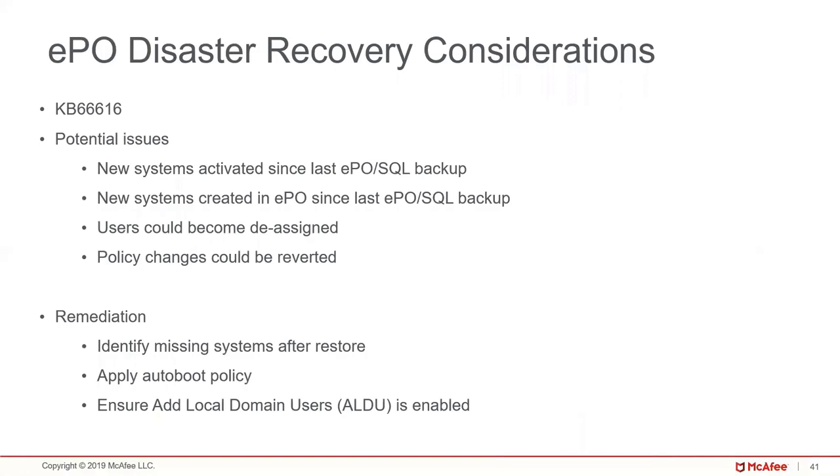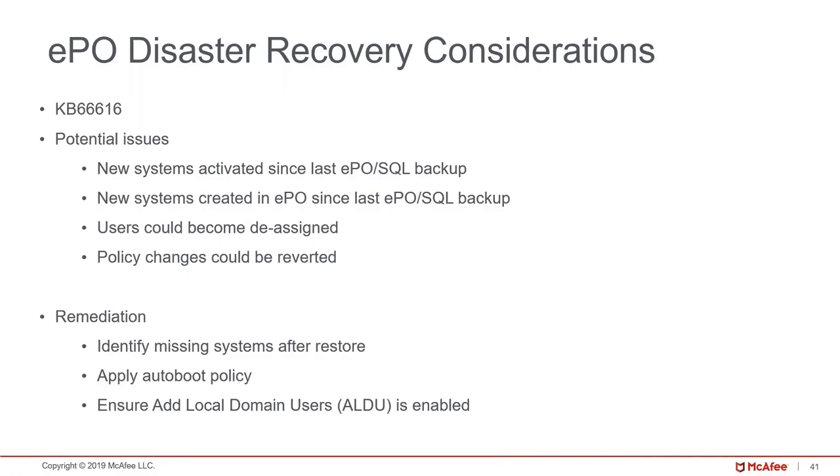Leaving the recovery disks behind in the subject of an EPO disaster recovery scenario can come up from time to time. KB Article 66616 is the backup and disaster recovery article for EPO. When considering it with drive encryption, as well as other point products, there are potential issues.